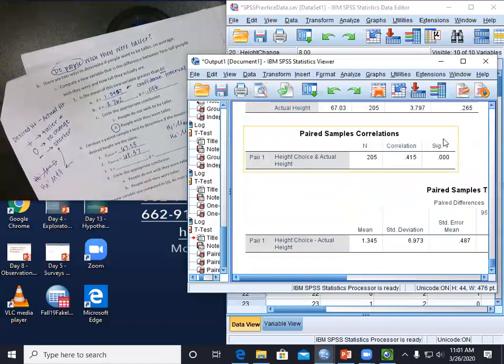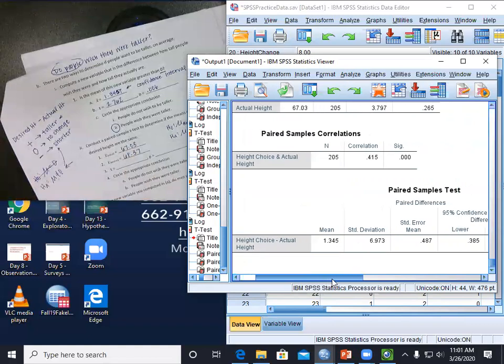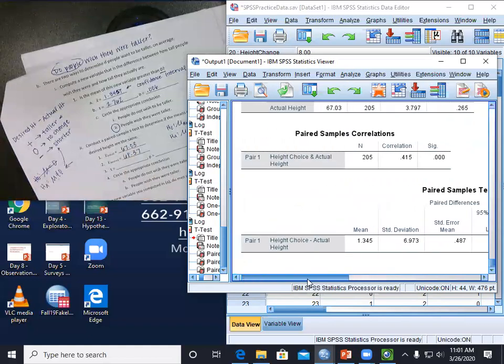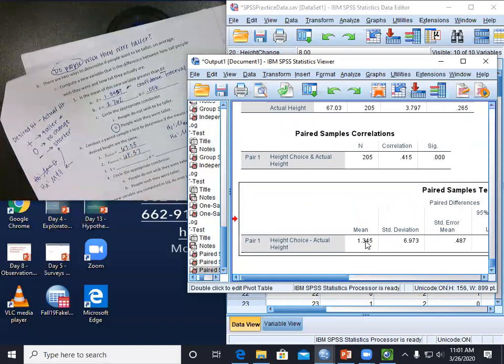If we scroll down, skip this. This says correlation. We're not interested in a correlation. We can't turn that off. We just have to skip it. If we come down here, we see that this says height choice minus actual height. And we see the mean here, 1.345. They're telling us that is the mean difference of this equation. Height choice minus actual height returns on average a mean of 1.345.